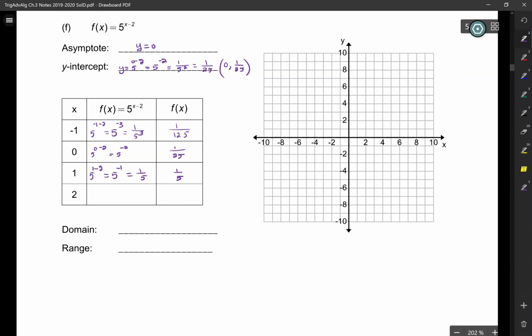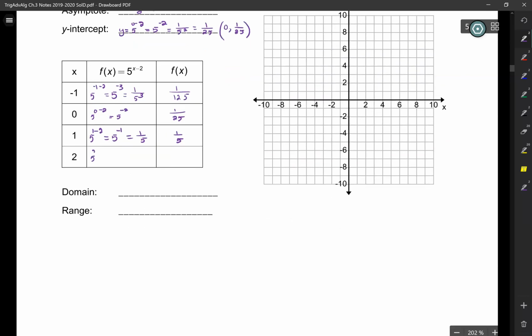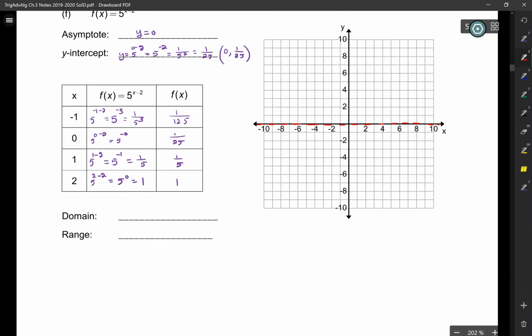Okay? Those are still tiny little numbers. 5 to the 2 minus 2, 5 to the 0, 1. So look, my horizontal asymptote was this. 1 over 125, 1 over 25, these are too tiny to be able to graph. I can manage 1/5 when x is 1. I can manage x is 2, y is 1. And now I have 2 graphable points.